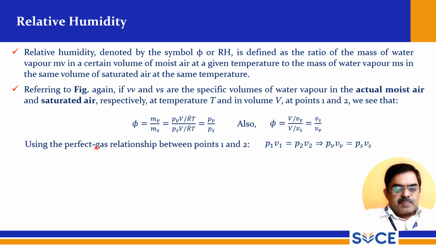Using the perfect gas relationship between points 1 and 2, that is P1 V1 equal to P2 V2, that is Pv Vv equal to Ps Vs. Therefore phi equals Pv by Ps equals Vs by Vv. Whatever parameters are given in the problem statement, using them we can easily find the relative humidity.